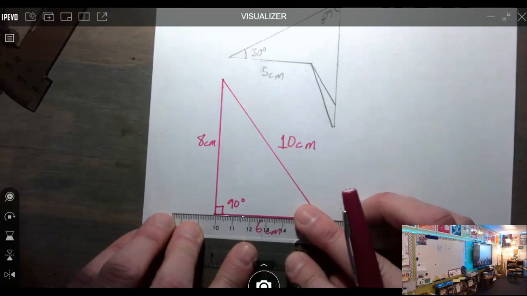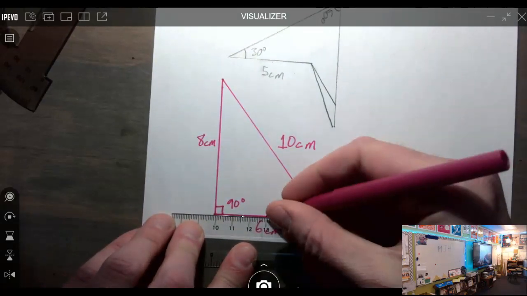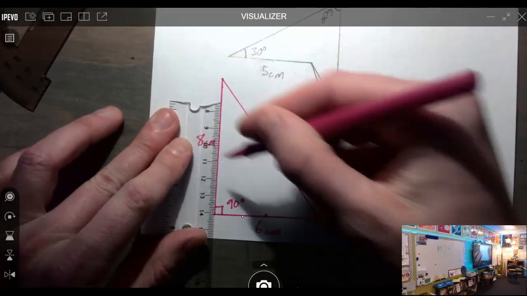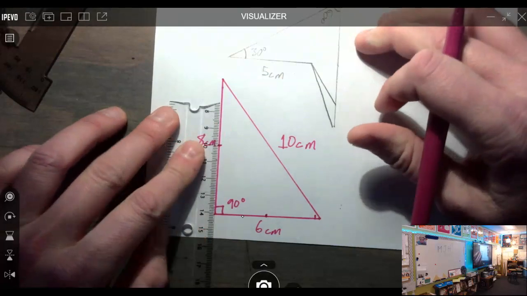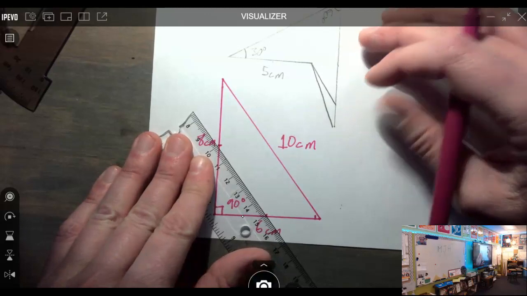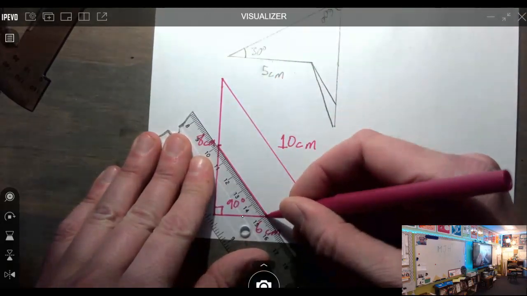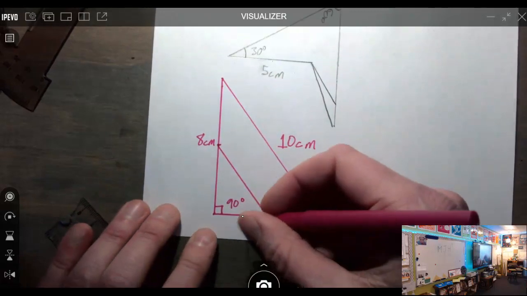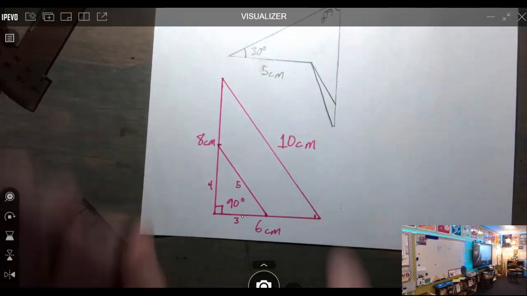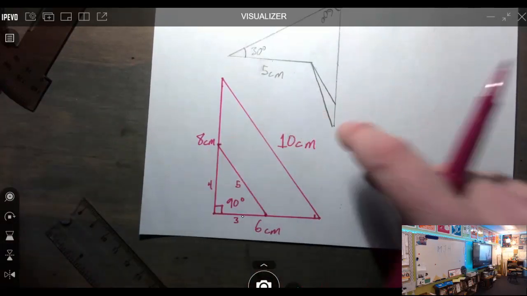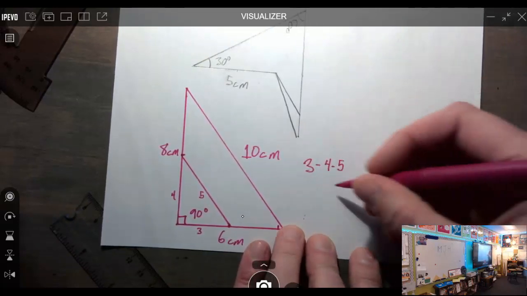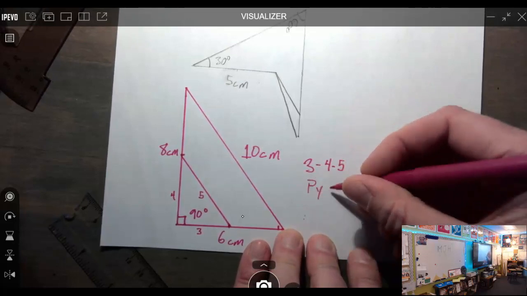So if I measure 3, that's like my halfway point, right? 3, 4, 5. And then I measure 4. And the distance between them ends up being 5. So 3, 4, 5, or we can dilate it up to 6, 8, 10. This is what we call the 3, 4, 5 Pythagorean triple.